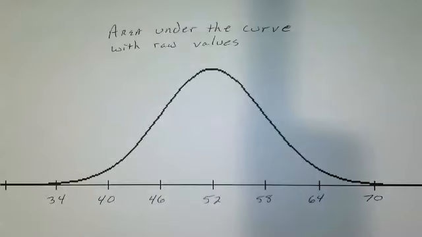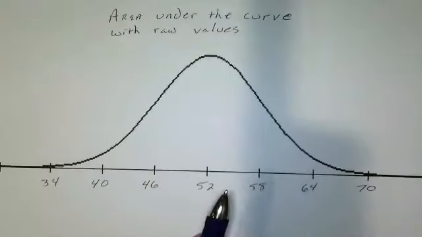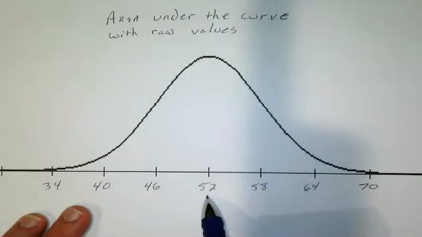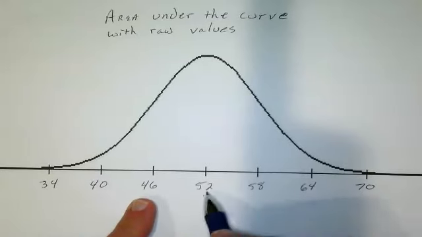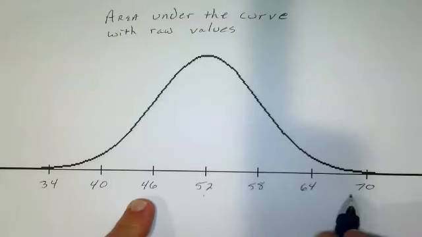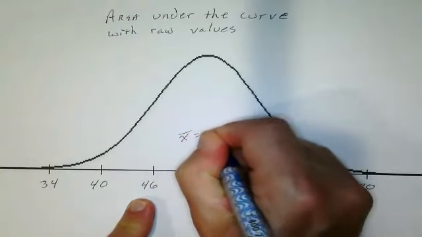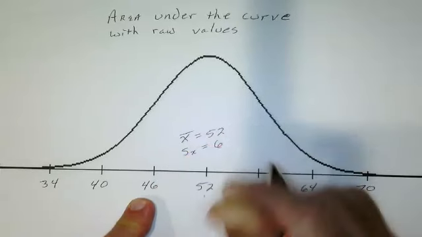Okay, I'm back again. We're finding an area under the curve now with raw values. And when I say raw values, I mean numbers that are not 0, 1, 2, 3, -1, -2, not z-scores. These are raw scores. This was a standardized test where the mean of the values was 52. And then our standard deviation, those are going up by 6. So we have a mean, an x bar of 52, and a standard deviation of 6, whatever these units are.